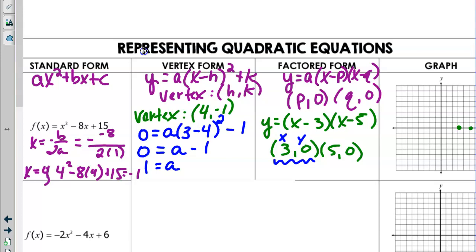Now we need to actually write out the formula. And when you write out the equation of the line, we're going to write it y equals. Our a value is 1, so I'm not going to write that, so it looks nice and clean. I don't understand where we got 3 from. Because this is a point on the graph. Okay. So we're going to do x minus 4 squared minus 1.